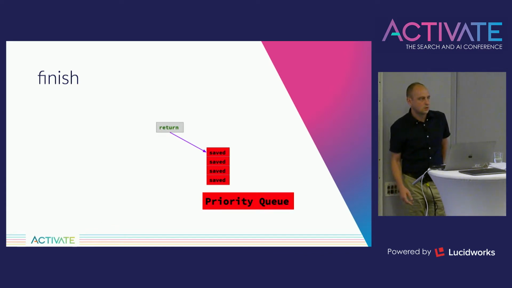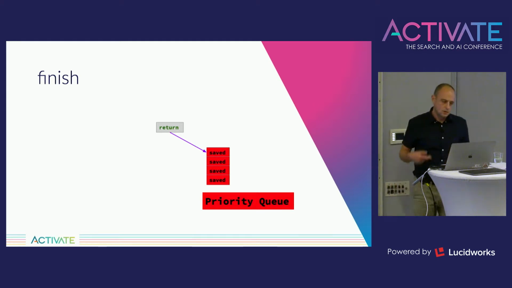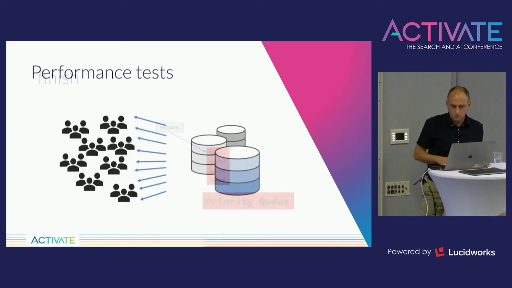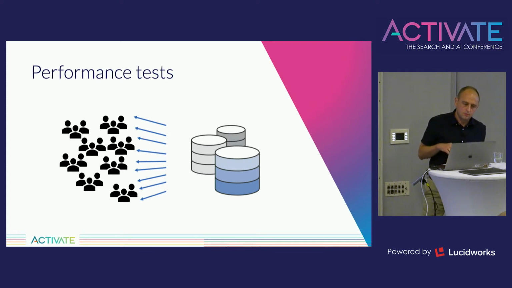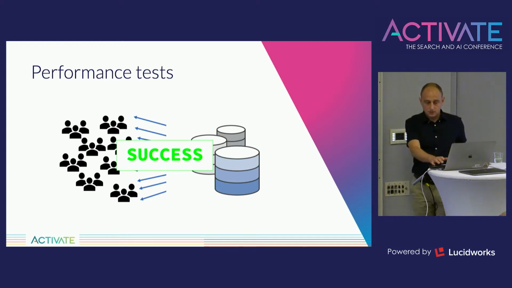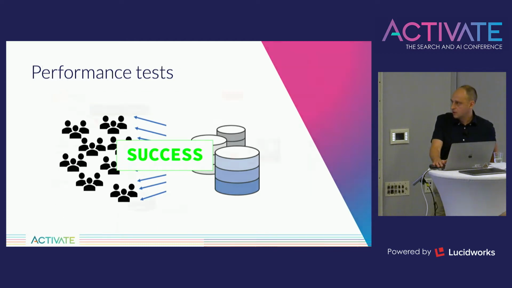After collecting all of the documents from all of the segments, the finish function is run, and as a result from our filter, it returns all of the documents that are collected by the priority queue. We deployed this feature to our test environment, ran performance tests, and they succeeded in meeting our SLA needed for request time.